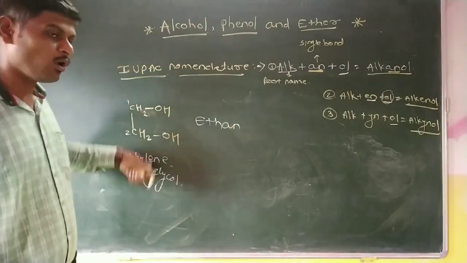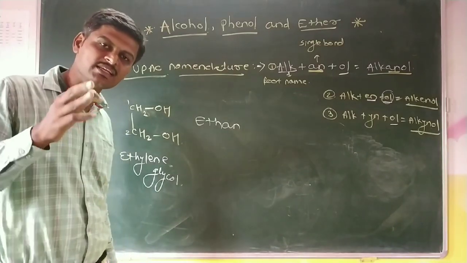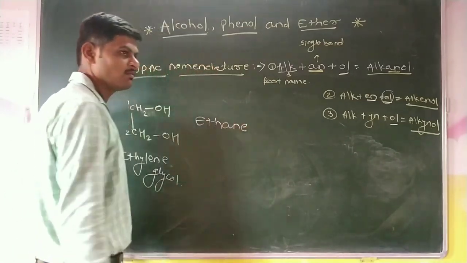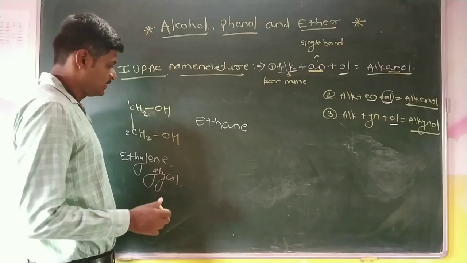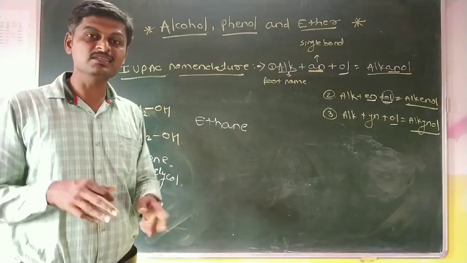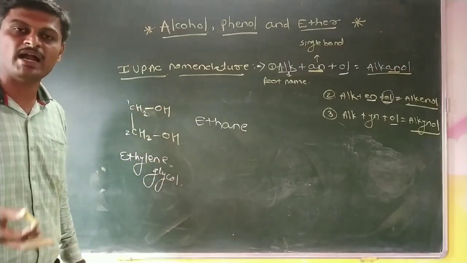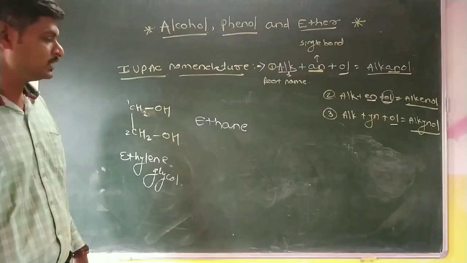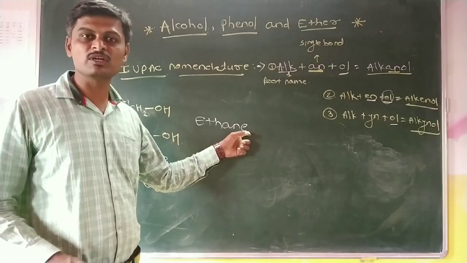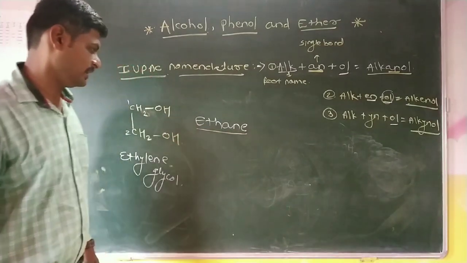And if 2 or more than 2 hydroxyl groups are present in a molecule, then the e does not get replaced by ol. In the previous example, the e is replaced by ol, but in this case, where two or more hydroxyl groups are present in a single molecule, the e of the parent chain is not replaced. We can't replace it. Okay. The name of this compound is ethane.